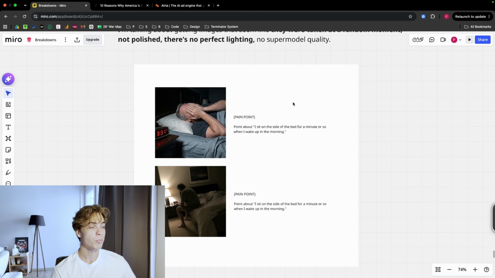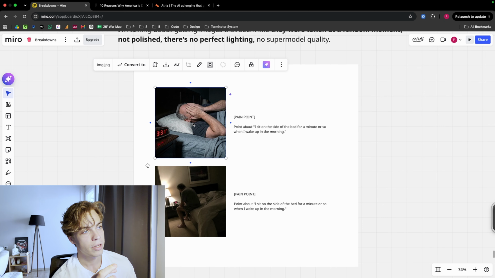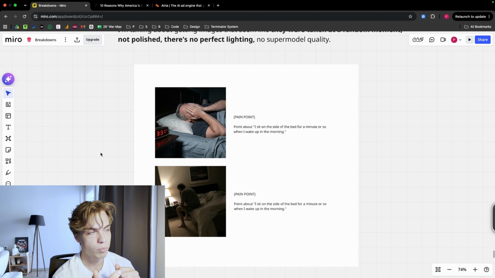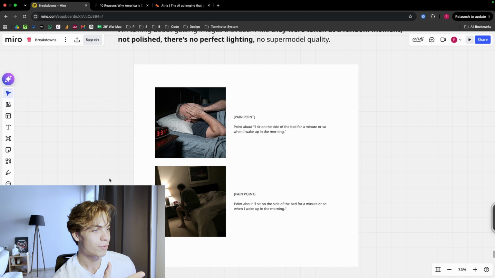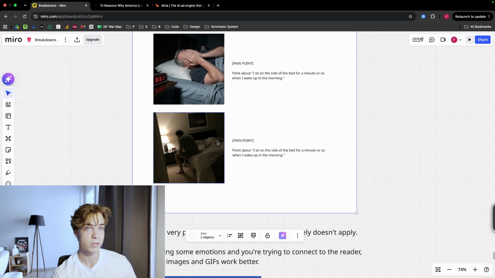So this is, for example, the same point said with two different images. The point is, I sit on the edge of the bed for a minute or so when I wake up in the morning. This is again for a listicle, and now imagine the person just scrolling past and seeing this image. You would think this is a random image taken at a random point, but it's not. It's very staged, very professionally taken. But this second one seems like his wife or some sleep paralysis demon in the corner of his room took it when he woke up, a random image taken at a random time. And this is what I found has worked best for me.